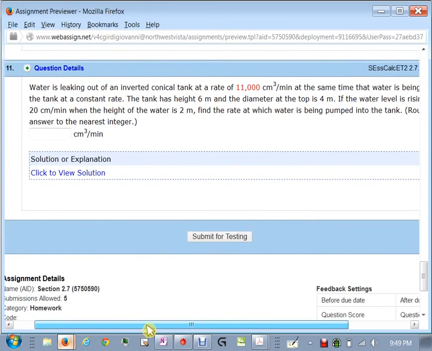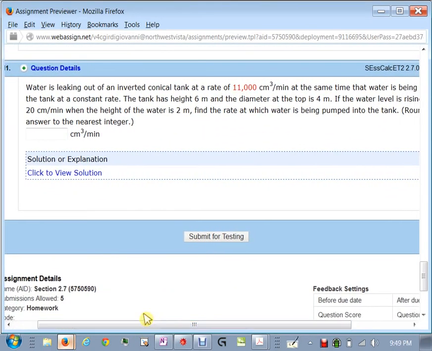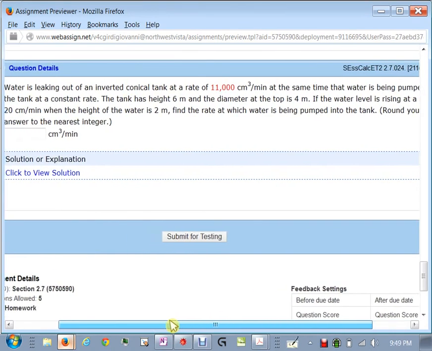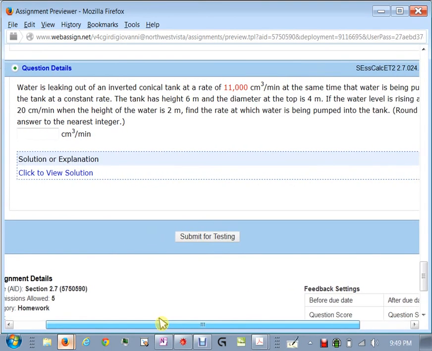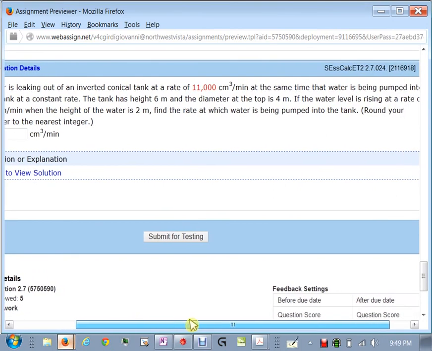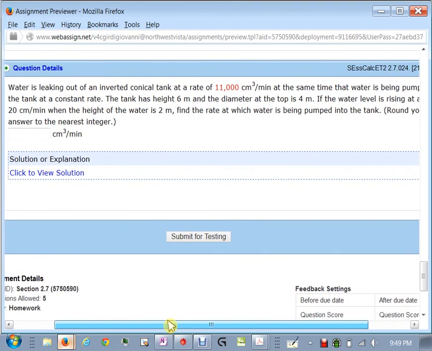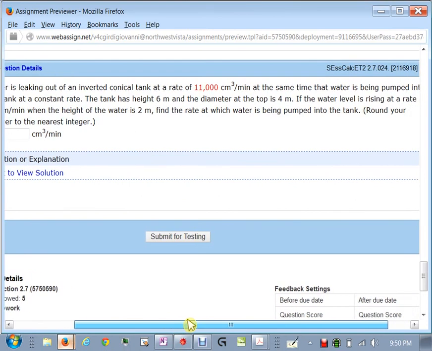Last one here. Water is leaking out of an inverted conical tank at a rate of 11,000 cubic centimeters per minute. At the same time, water is being pumped into the tank at a constant rate. The tank has a height of 6 meters, diameter of top is 4. If the water level is rising at a rate of 20 centimeters per minute, when the height of the water is 2 meters, then find the rate at which water is being pumped into the tank.